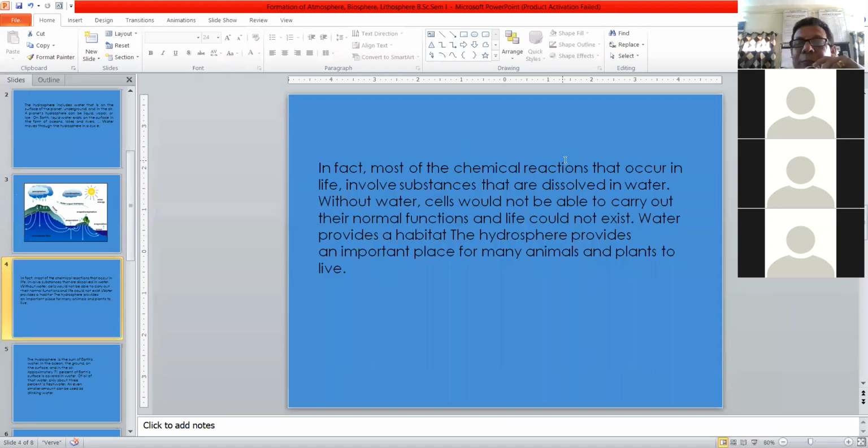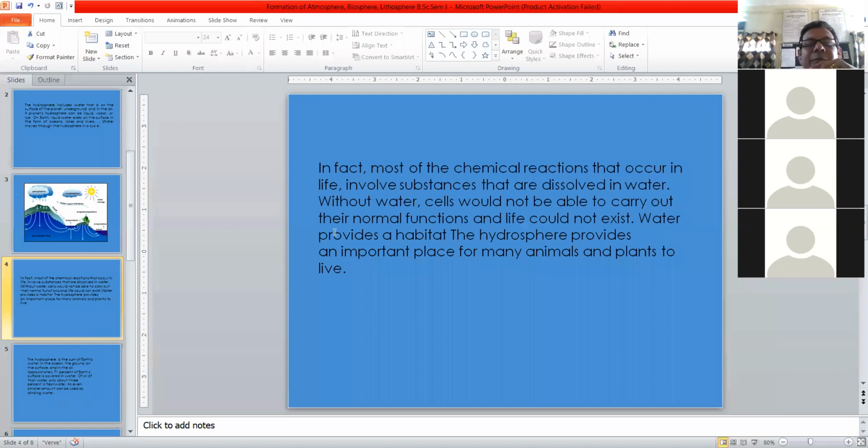In fact, in most of the chemical reactions that occur in life, water acts as a very important part. Plant life and animal life involve substances that are dissolved in water. Without water, cells would not be able to carry out their normal functions, and life could not exist. Water is very important for the existence of life, that is plant life and animal life. Water provides a habitat, the hydrosphere, an important place for animals and plant lives.